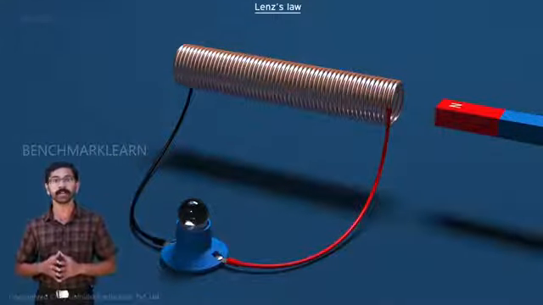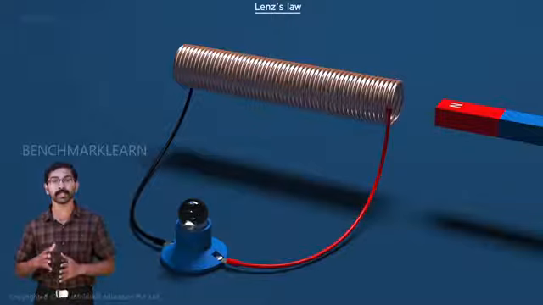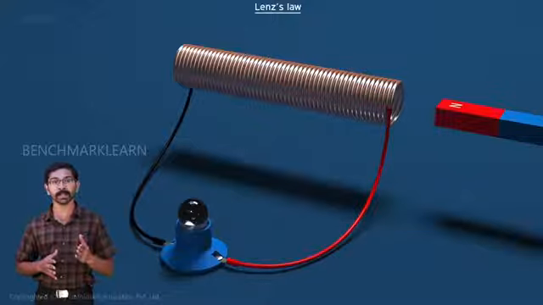Now, the question is, where does the bulb get the energy to light up? It is from the work we do to move the magnet into the coil at a constant velocity. When we move the magnet towards the coil, we experience a repulsive force from the coil that tries to slow us down. So, we must do some work to overcome this force and move the magnet towards the coil.